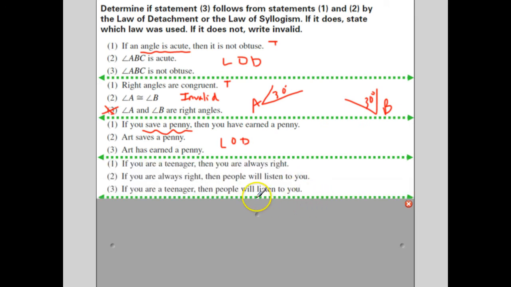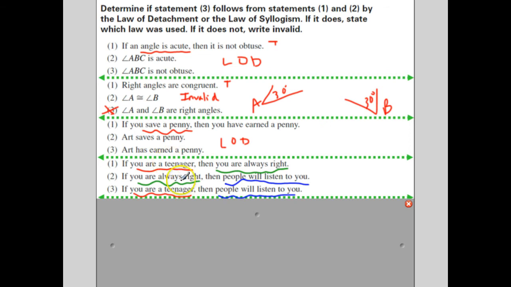Now let's take a look at this next example. If you are a teenager, then you are always right. If you are always right, then people will listen to you. So this time we have two conditional statements so far. If you're a teenager, then you're always right. We have, you're always right again, and then the part where people listen to you. So the question is, if you're a teenager, that's the red statement again, then people will listen to you, the blue statement. Can we say that third one's true?